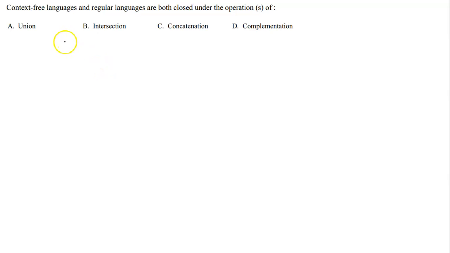We have seen 8 closure properties. Now what will the answer be? The answer will be union and concatenation, because regular languages and context free languages are both closed under union. Similarly, regular languages and context free languages are both closed under concatenation. The set of CFL is not closed under intersection, and not closed under complementation. So the answer will be option A and option C.